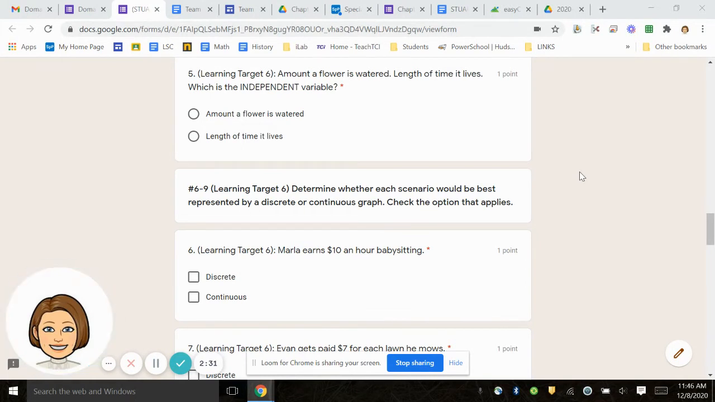Number 5, asking for the independent, the one that's causing the change. Amount a flower is watered, length of time it lives. Which is the independent variable? Amount a flower is watered or the length of time it lives?